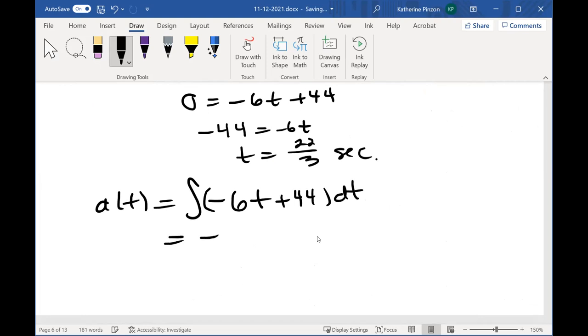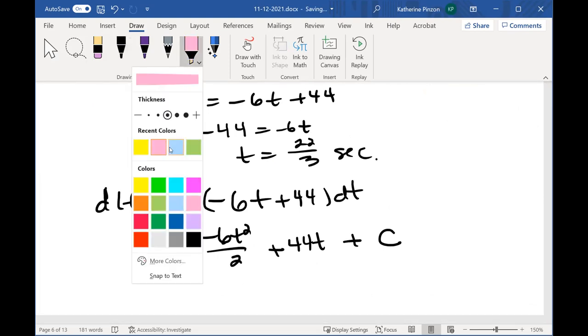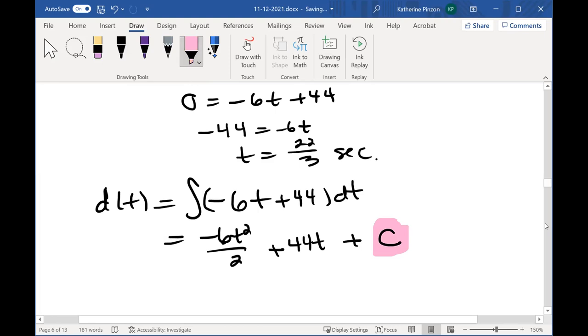Okay, negative 6 t squared over 2 plus 44t plus c. Whoops, that's a distance there, D. How am I going to find that c? So remember, I'm just assuming that this is my starting point. Boom, right? I start right here. I'm going to call this 0. So I'm just going to say my position is 0 and my time is 0 right now when I start, going 44 feet per second, decelerating at 6 feet per second squared, right?